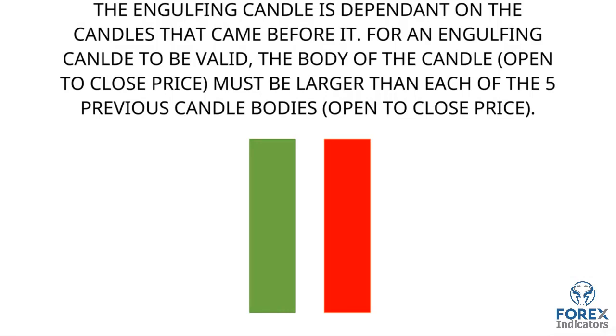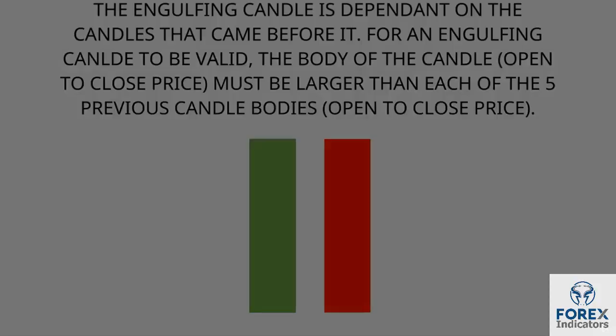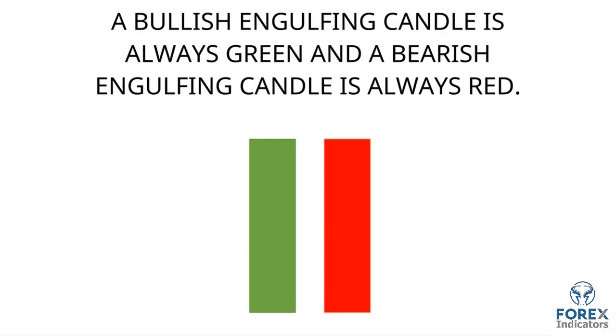For an engulfing candle to be valid, the body of the candle, open to close price, must be larger than each of the 5 previous candle bodies, open to close price. A bullish engulfing candle is always green, and a bearish engulfing candle is always red.